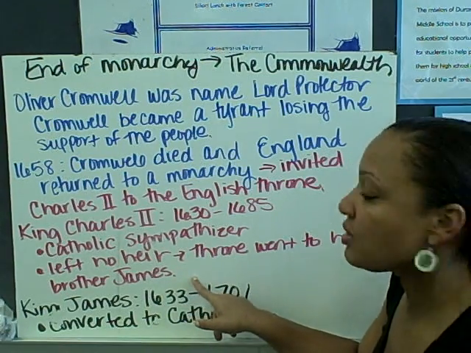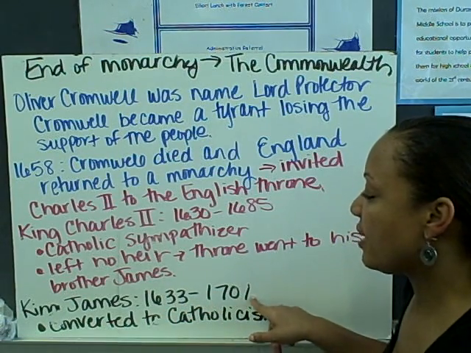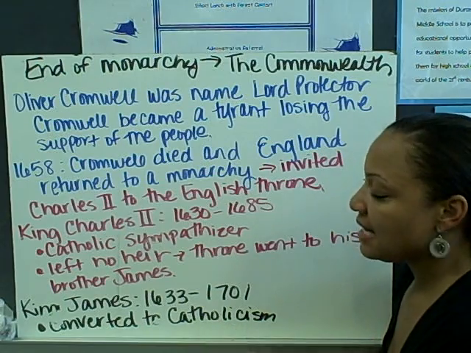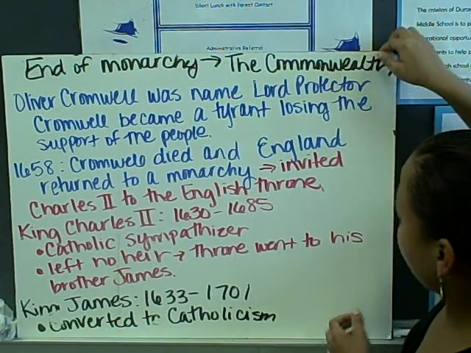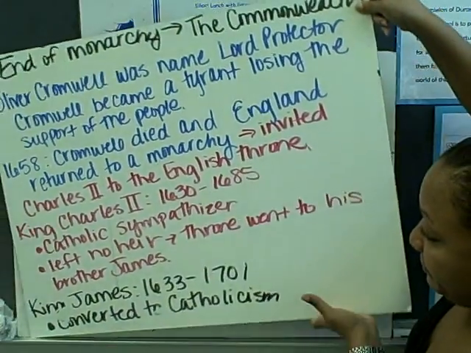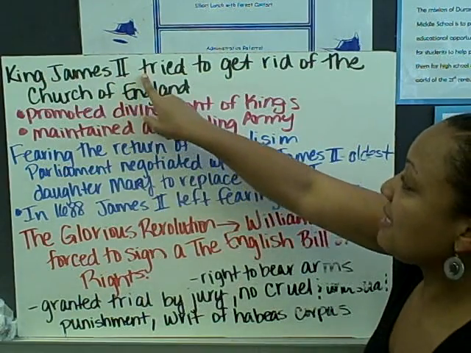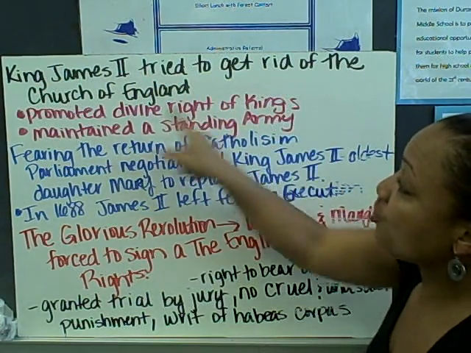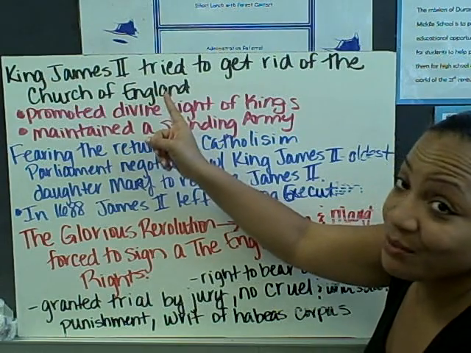We're still with the Stuart line. King James ruled from 1633 to 1701. The problem with King James is he is a Catholic. And remember, England is Protestant. of the Church of England. That is not going to make people happy in England because they're Protestants.